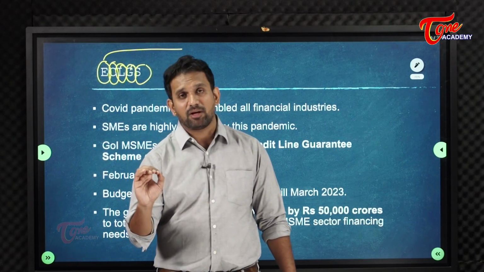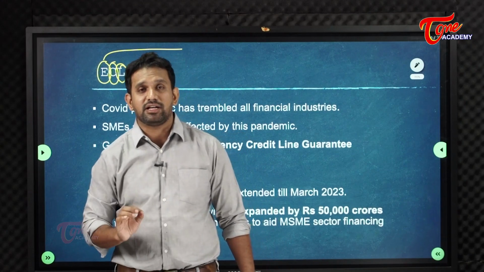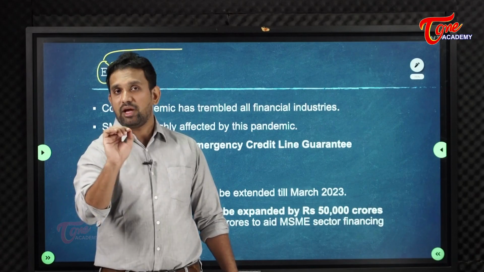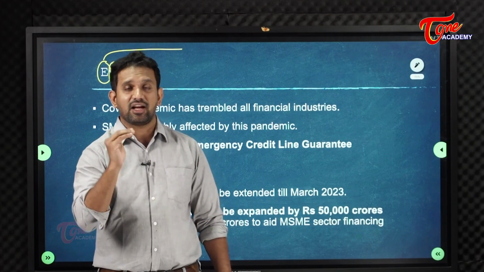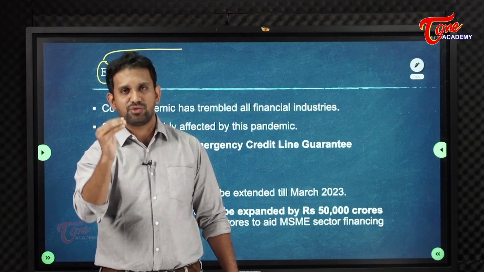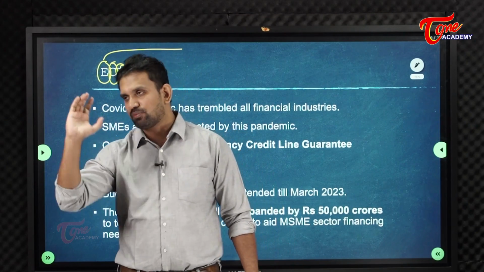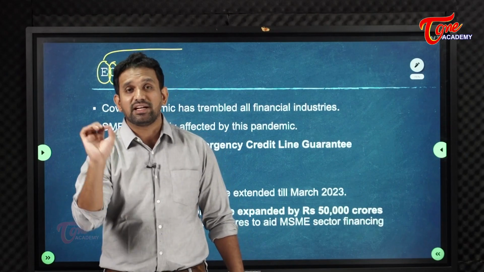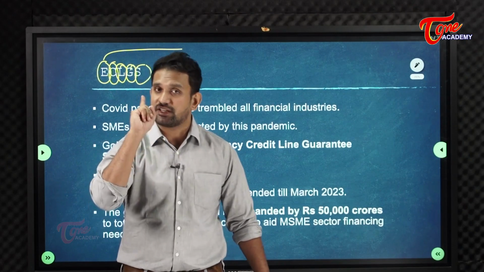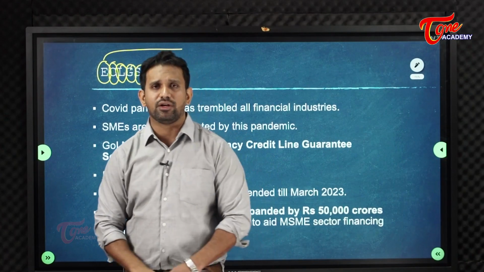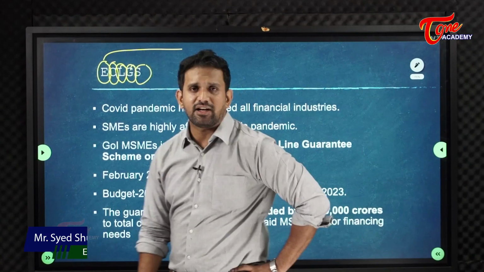Because of the pandemic, the government said, don't worry, my dear MSMEs. I will give you emergency credit. The emergency credit line is nothing but an amount. Micro enterprises can take this much amount of loan, medium this much, small this much. So the credit line is guaranteed. You will get it, don't worry. Wherever you have taken the loan, just ask for a credit guarantee line.